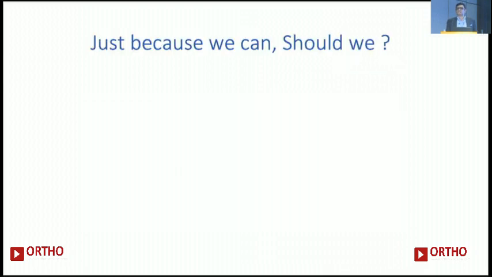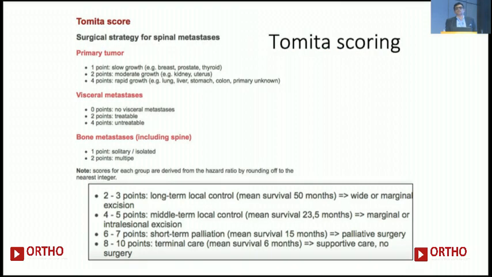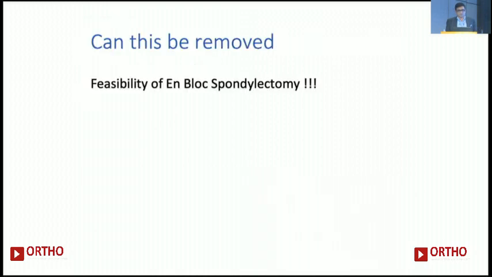Once you know that the patient is fit, then you should actually think that just because we are surgeons and we can do the surgery, should we actually do the surgery? Therein you have other scoring systems like the Tomita scoring system, which will give us a brief idea about how to do the surgery. Do you want to go for a wide marginal excision, or do you want to just do an intralesional surgery and just do a decompression surgery? Once all of that is set and things are in our favor and you know that you are able to remove the tumor, you have to actually see if it is technically feasible.